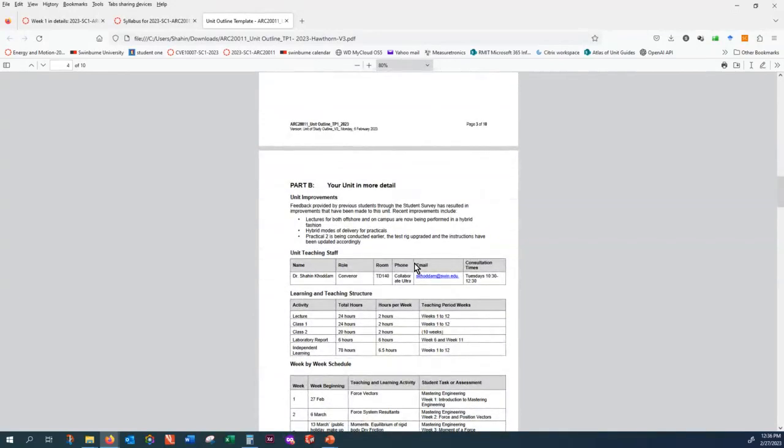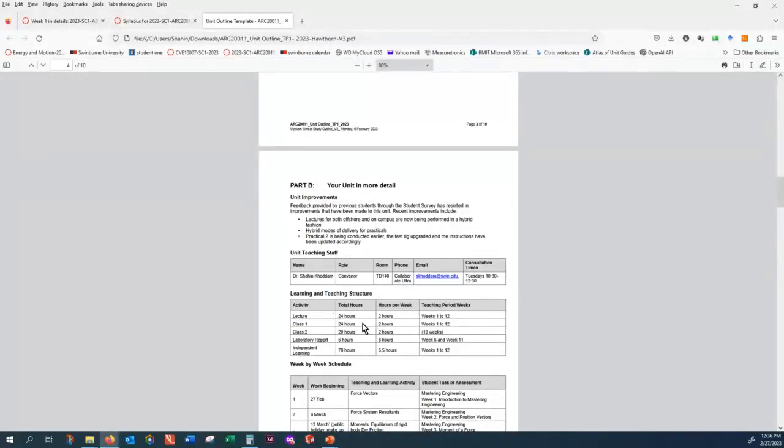But most importantly, I'm the convener. You can always send me an email asking me a question. Also, I have 2-hour consultation time. Make sure you come to the student hub. During this consultation time, I'll be sitting in TD 140, which is the student hub. You can find me over there on Tuesdays, 10:30 to 12:30. Outside these hours, just send me an email, or you can find me in TD 195 if I'm there upstairs.